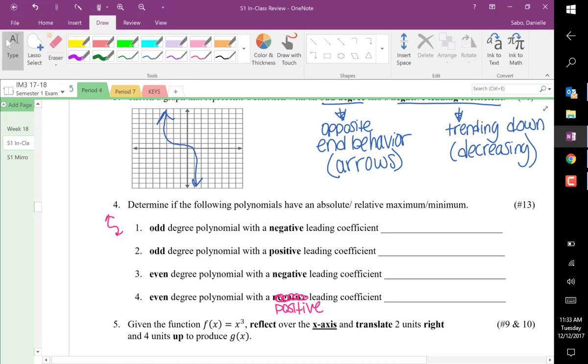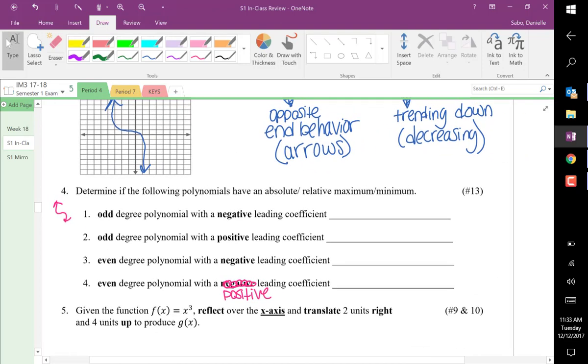Negative. It's asking, determine if we have an absolute or relative max or min. Remember what the difference is. All the above would have what? Absolute or relative? Not all of them can have absolute. Does anyone remember which ones can't have absolute values? Odds. Let me explain it.